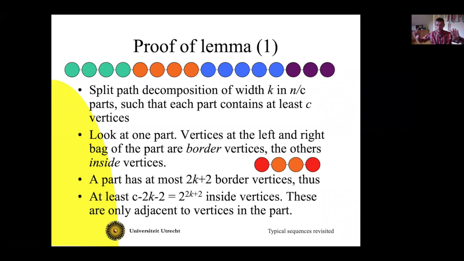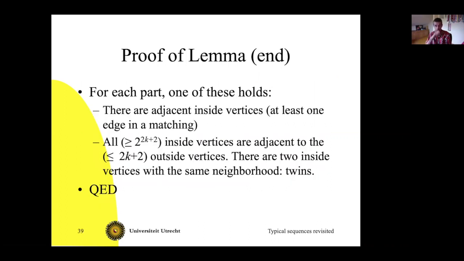Now if you use the notion of tree decomposition, inside vertices cannot be adjacent to vertices which are in a different part, because if they would have been adjacent to vertices in a different part, they should have been in the bags at the border, and they're not. So the only neighbors there are the vertices in the part itself. So now what we can have is one of 2 cases.